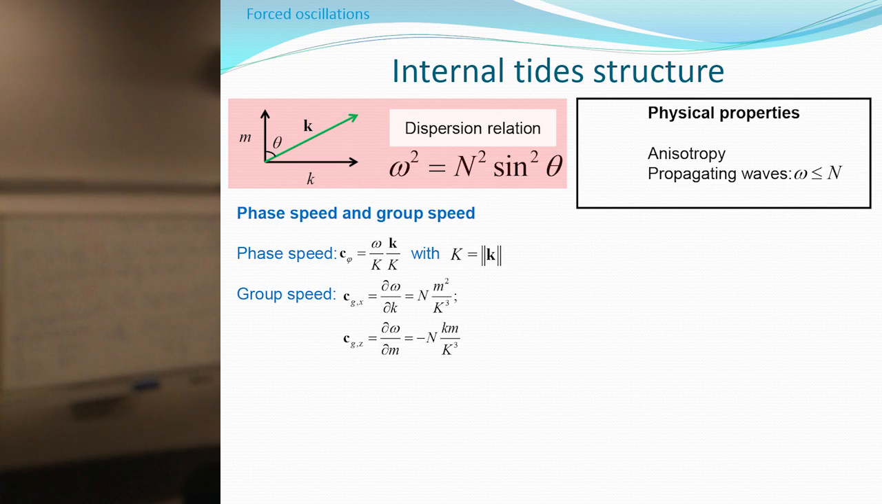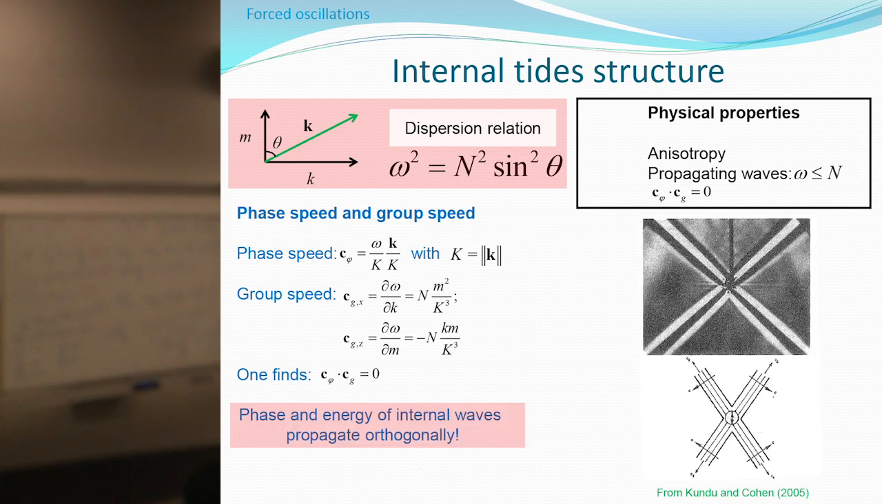And we can find that the scalar product is 0, which means that the phase speed and the group speed of internal waves are orthogonal. So this is an important property. The phase and the energy of internal waves propagate orthogonally, okay? So this is what you saw in the movie, something similar.